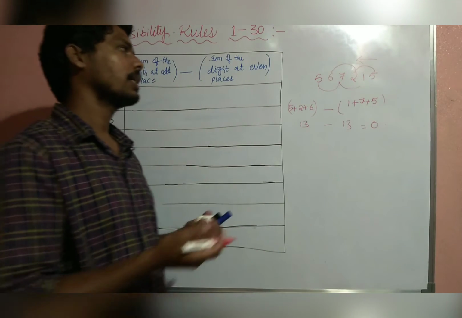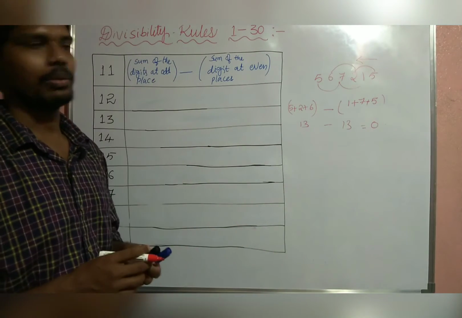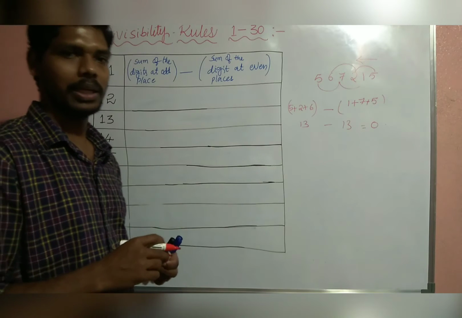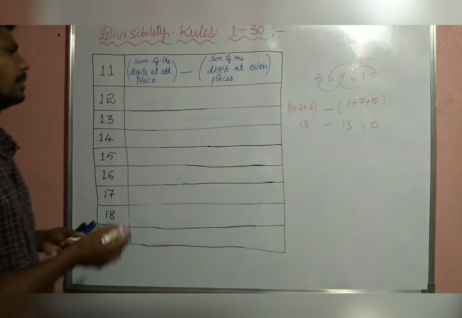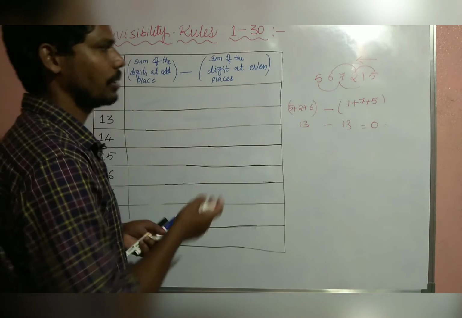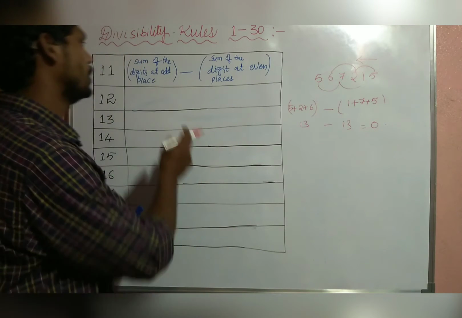Sometimes you may get a multiple of 11 also, like 11, 22, 33. Then also you can divide the given number by 11. That is the divisibility rule of 11.